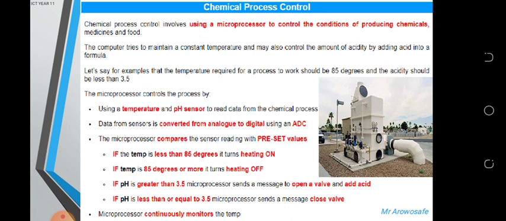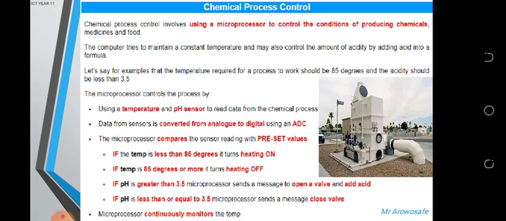If the temperature is less than 85 degrees, don't forget that our preset value here is exactly 85 degrees. So if the temperature is less than 85 degrees, it is turn heating on. Don't forget, less than 85 degrees is turn heating on, because it has not attained or reached the preset value, which is 85 degrees.